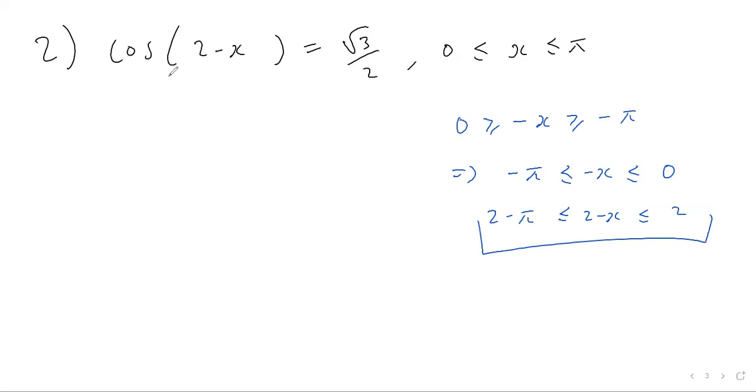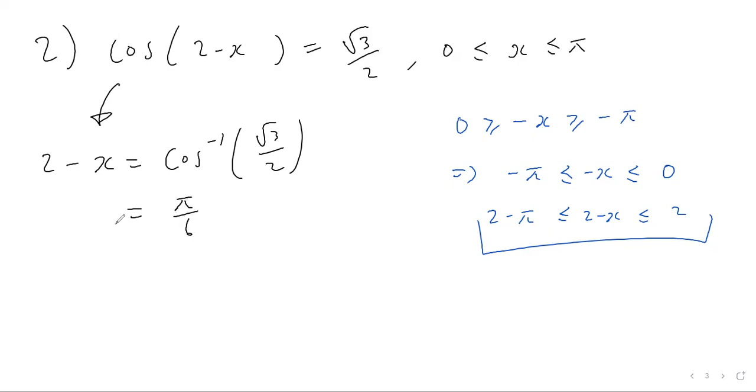So let's take the cos inverse and see what we get. So 2 minus x is going to be equal to cos inverse of root 3 over 2. Now I know from my exact trig values that cos of pi over 6, cos of 30 degrees, gives you root 3 over 2. So I know cos inverse of root 3 over 2 would give me pi over 6 radians on your calculator, to get 2 minus x equals pi over 6.